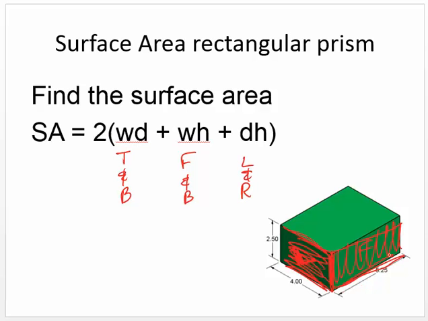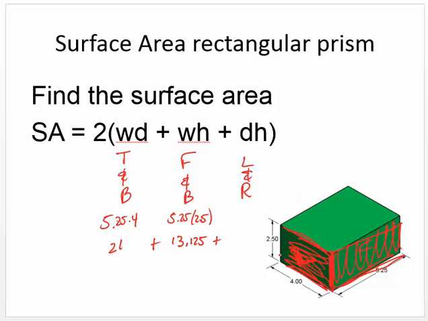Width and depth. Well, that turns out to be my top and bottom. So that's 5.25 times my depth of 4. So that's 5 times 0.25 times 4, which turns out to be 21. Width and height. This is width and this is height. So that's 5.25 times 2.5, and 5.25 times 2.5 turns out to be 13.125. And then the left and right sides, that's my depth and my height.